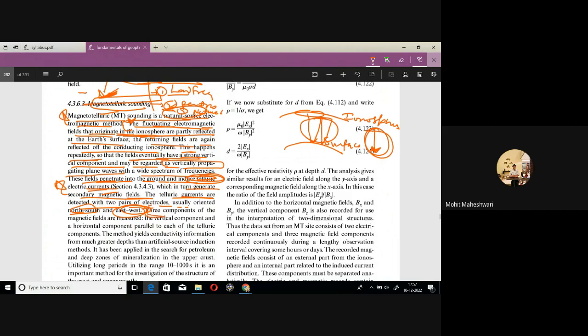This is a very, very important thing. Three components of the magnetic field are measured. So you have to keep this concept in mind. In the magnetotelluric method, you measure three components of the magnetic field and two components of the electric field.